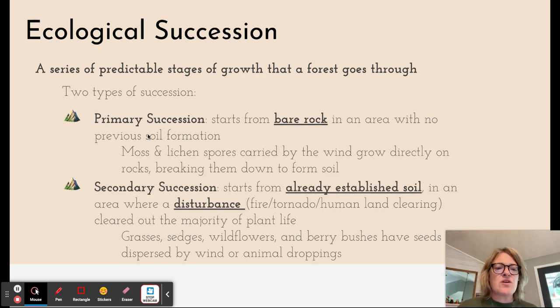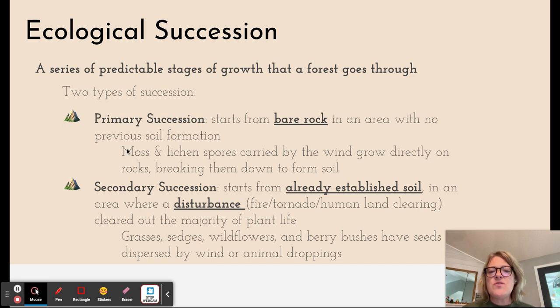Primary succession starts from bare rock. So that is when there is no soil present or the soil has been completely destroyed in an area. And there will be organisms that move in that actually create or put nutrients into the soil, or they break down that rock to kind of start that whole succession process.